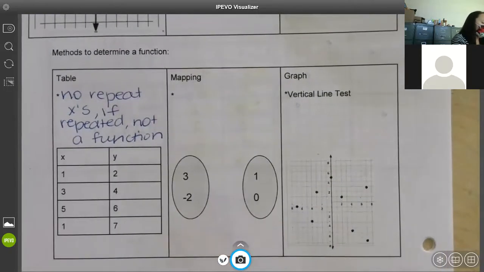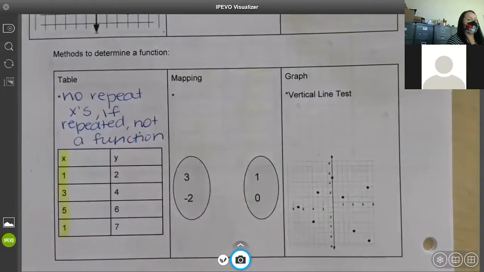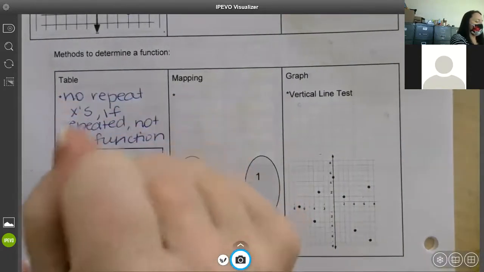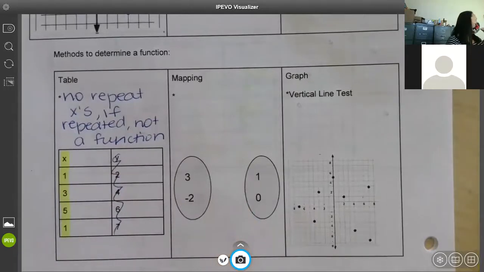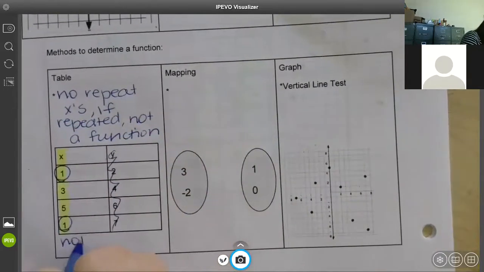So we're going to look in the x column. We don't care about the y column. It doesn't matter to us at all. So I'm going to just mark it out so you're not even looking at it. And I want you to tell me if there are any numbers repeated in that yellow highlight. Yes, ones are repeated. So this is not a function.